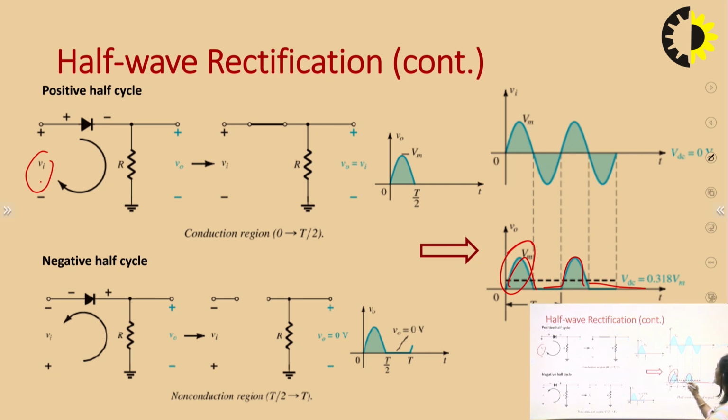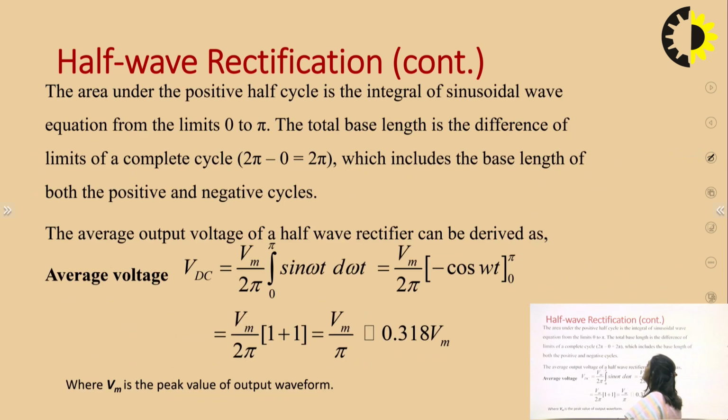Now, how can we measure the VDC value? The VDC value is Vm upon pi, that is equal to 0.318 Vm. Its derivation we will see further. So, this is how we can calculate the VDC value in case of a half wave rectifier.